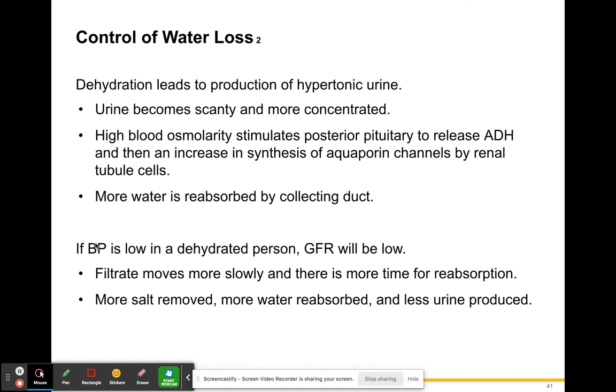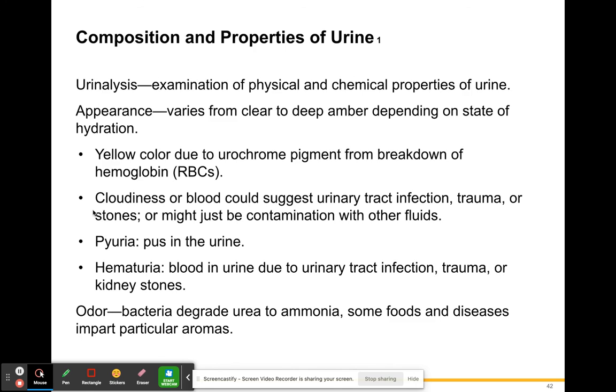Okay. If your blood pressure is low and you are dehydrated, your rate of filtration will be low. And therefore the filtrate will move more slowly, and therefore we'll have more time for reabsorption. More salt will be removed, more water will be reabsorbed, and less urine will be produced. And that is something we don't necessarily want.